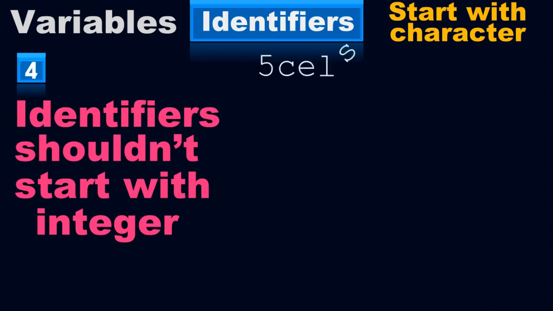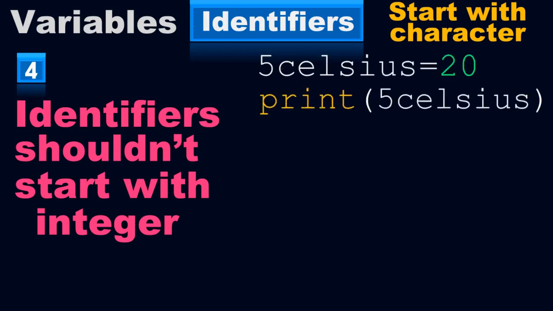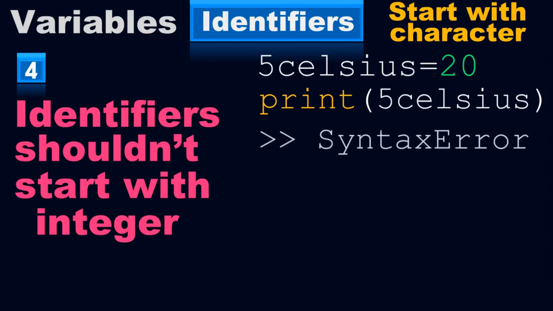Look, for example, if I have 5 Celsius equals 20, when I take the print of 5 Celsius, it returns a syntax error. As I mentioned, an identifier must start with a character, not with an integer. Here, this identifier, a variable, has started with a digit, an integer. So if you take its print, it will give a syntax error.